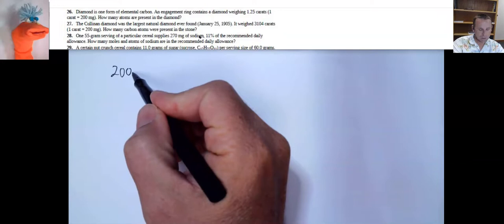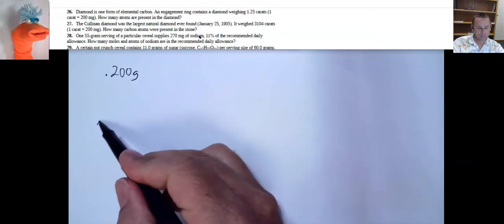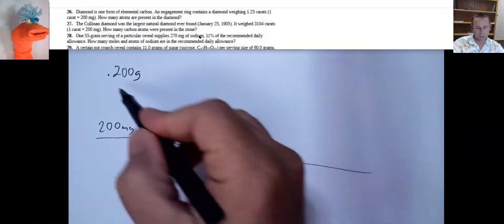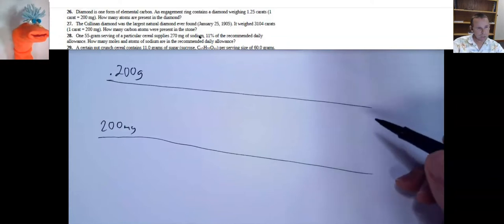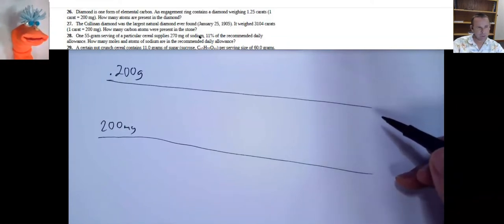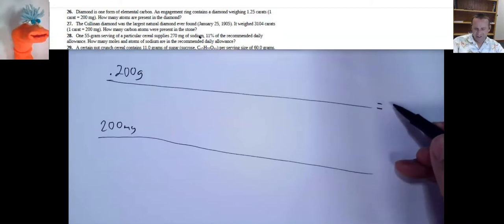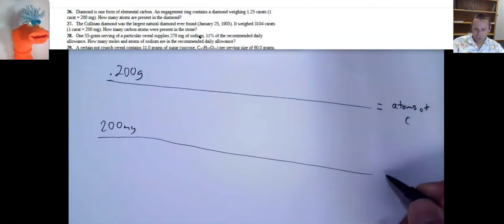All right. I'm going to go 0.2 grams. Is that okay? Was it 200 milligrams? Yeah. I'll go 200 milligrams down here. I'll do it twice. But I knew in my head that 200 milligrams is 0.2 grams, and that's where we want to eventually get. But we're looking for, what are we looking for? Atoms of diamond, of carbon. That's right. So we're looking for atoms of carbon.